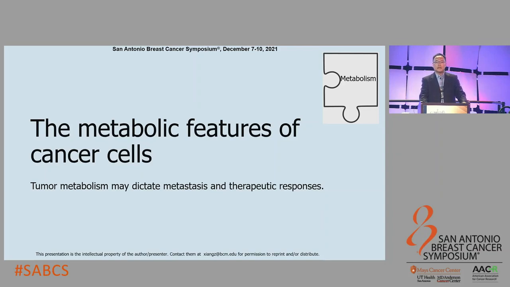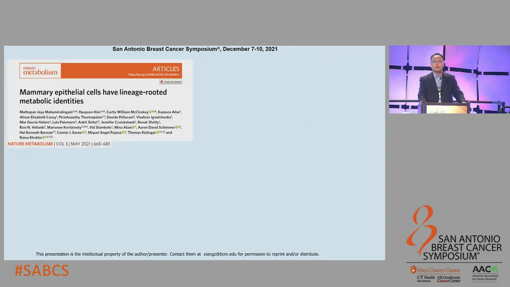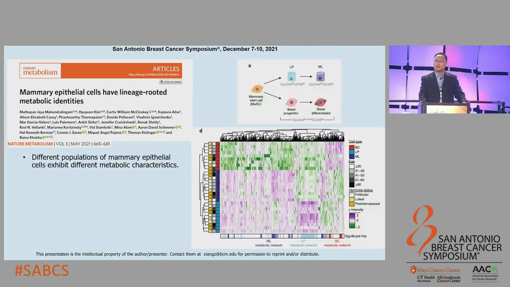So let's turn our attention to metabolism. Metabolism may play multiple roles in tumor progression, as we will see from the following four papers. The first is from Dr. Ramakaka's lab in Canada. These authors profiled the metabolome of mammary epithelial cells. As we know, mammary epithelial cells are not homogeneous. They differentiate from mammary stem cells, and they're organized into two lineages, the luminal lineage and the basal lineage.